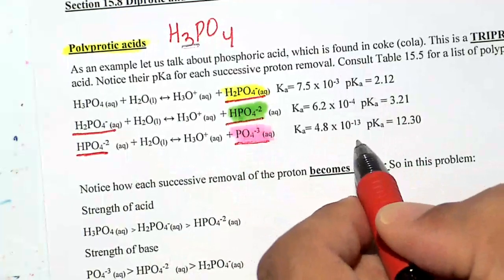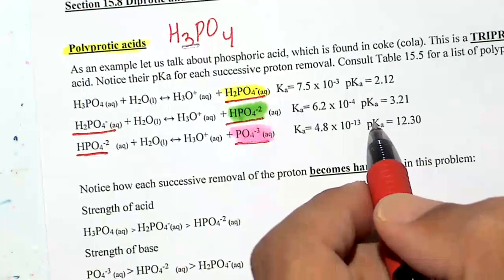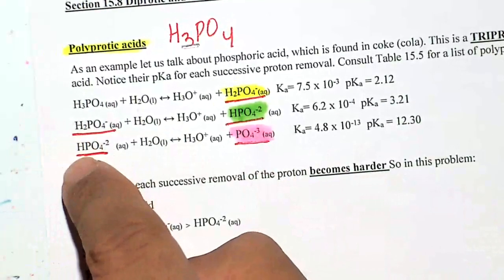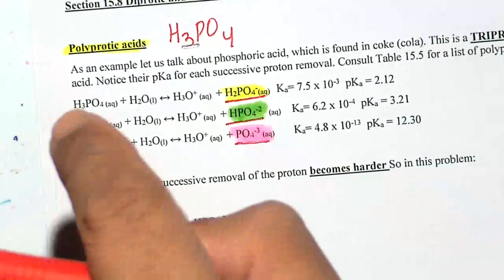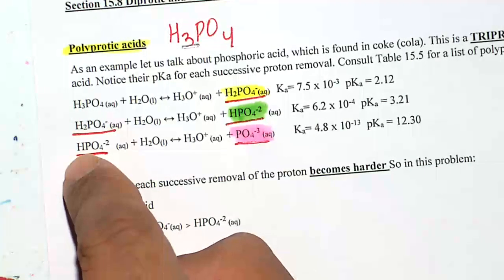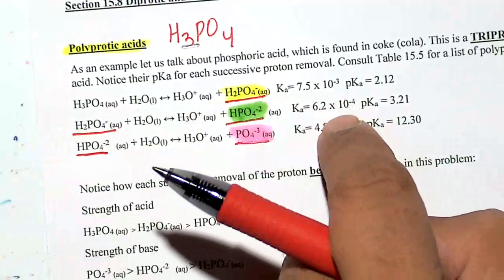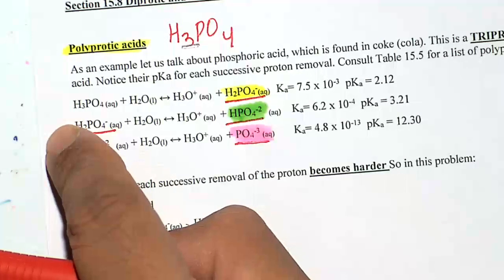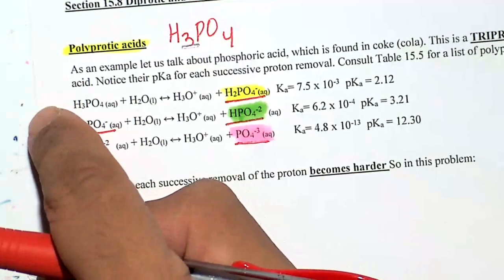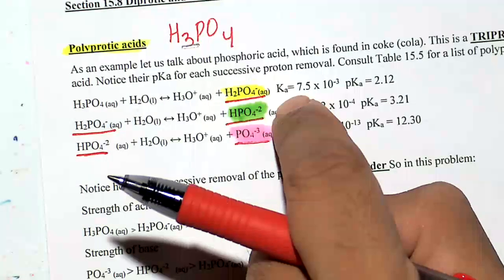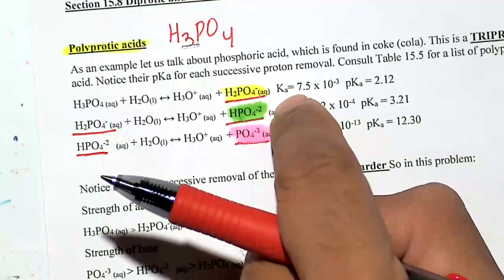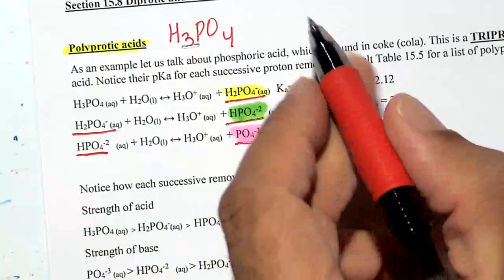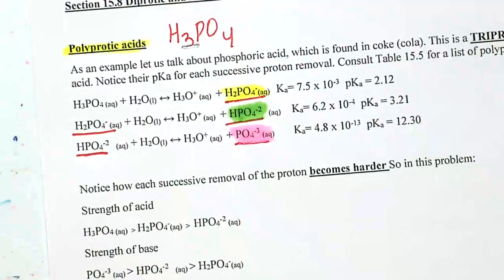What about that third proton? 10 to the minus 13. Wow. Is that acidic? That's very, very small. This does not happen. If it does, it's very, very small. So the third proton just poorly comes off. The second proton at 6.2 times 10 to the minus 4 comes off, but it's not that great. And the first proton that comes off at 7.5 times 10 to the minus 3 is also not good, but better than the other two. Just check out the values of these.